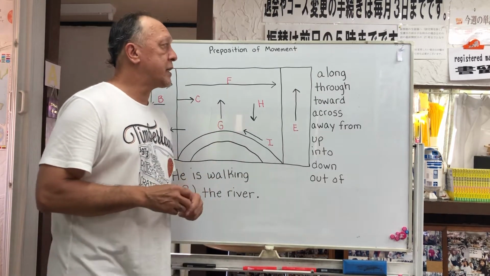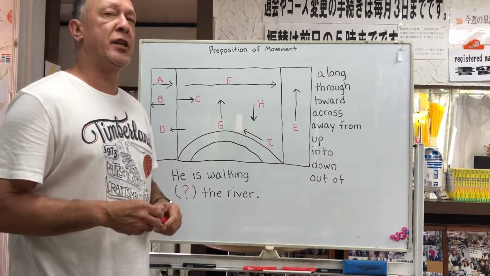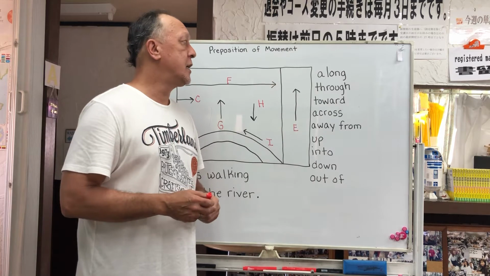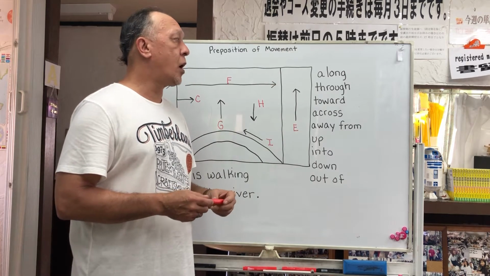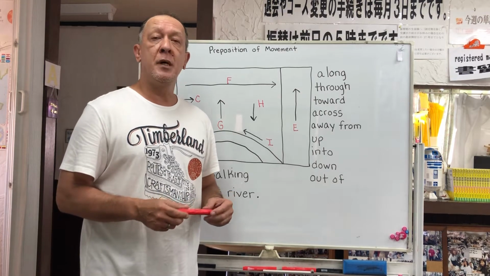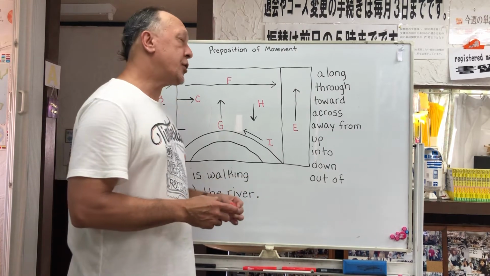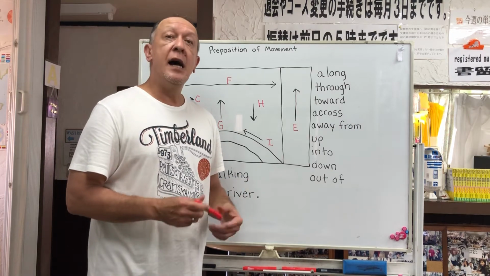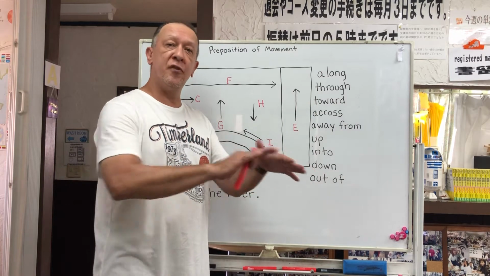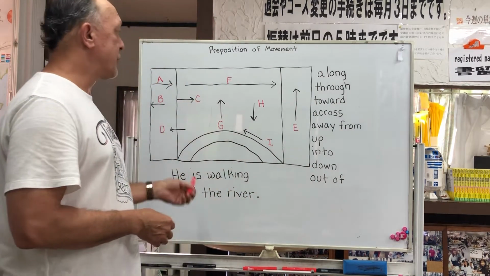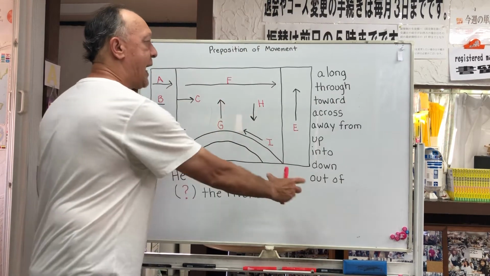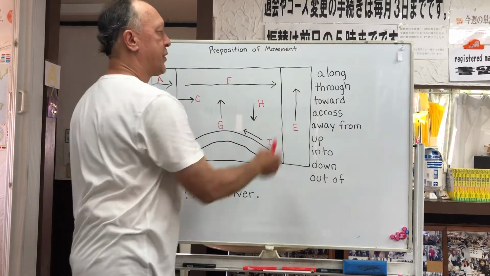Today, movement. Let's look at the words that we will be using in this diagram: along, through, toward, across, away from, up, into, down, out of. These are prepositions of movement. Here I drew, let's imagine, a river and the banks, the sides of the river.